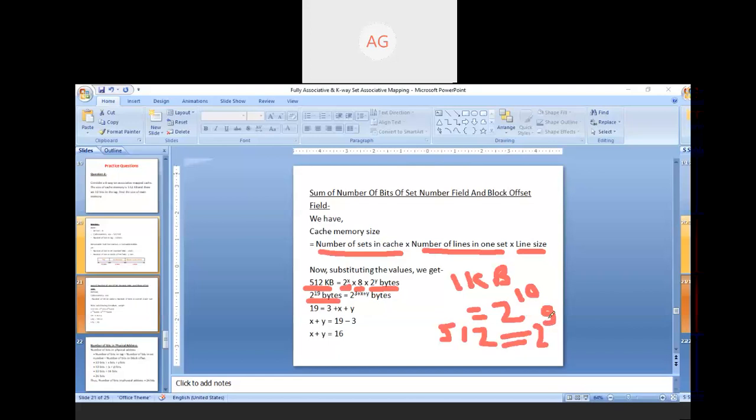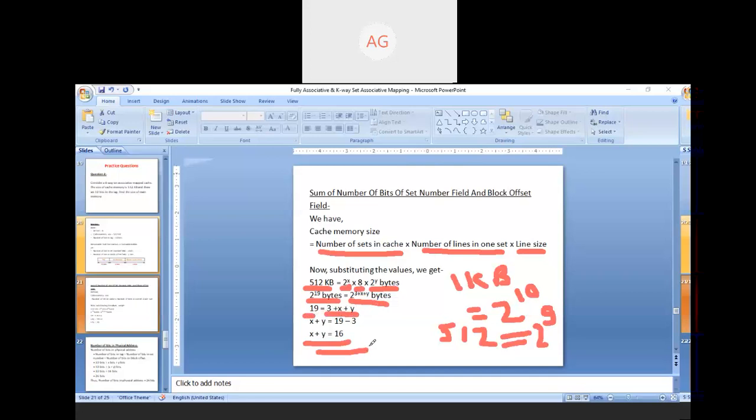because powers in the form of 2's can be added. So 2 to the power 9 added to 2 to the power 10 is basically 2 to the power 19. So it comes to 2 to the power 19 bytes, and on the right hand side, 8 can be converted into 2 to the power 3. So it becomes 2 to the power 3 plus x plus y bytes. As the left hand side and right hand side both are in powers of 2, these can be equated. So 19 is equal to 3 plus x plus y. From here we find that x plus y is equal to 16.